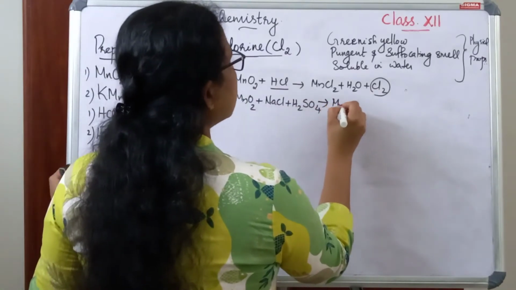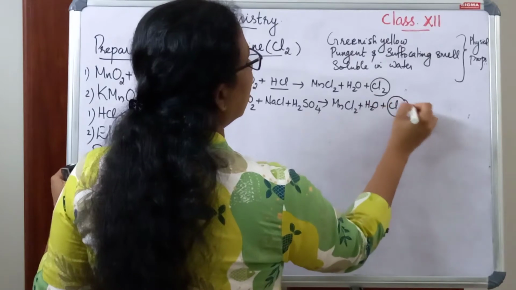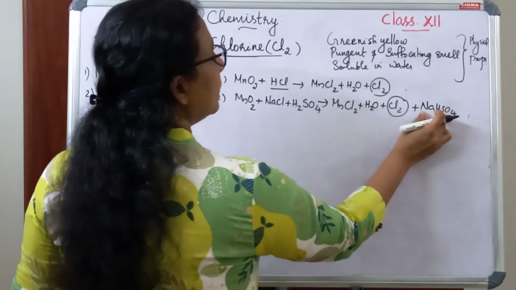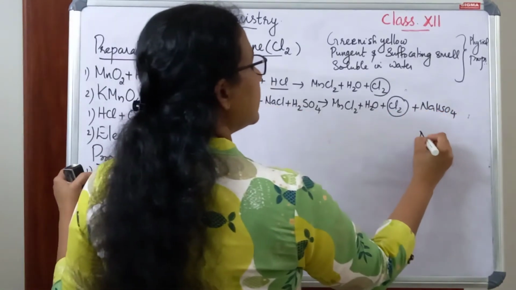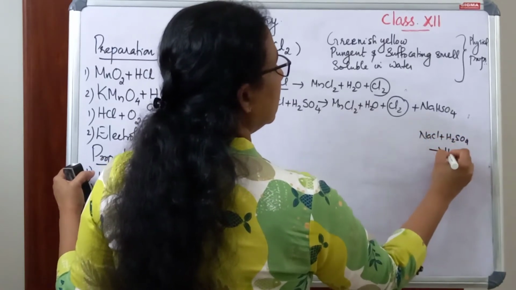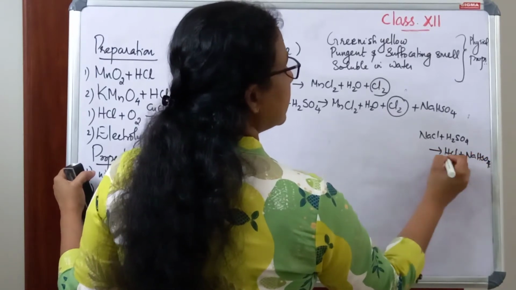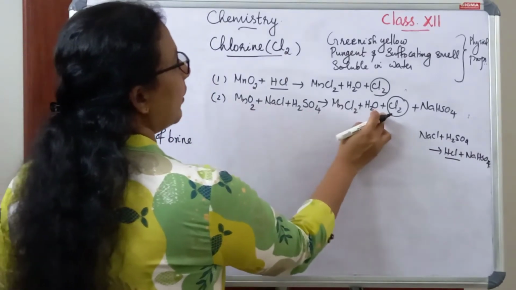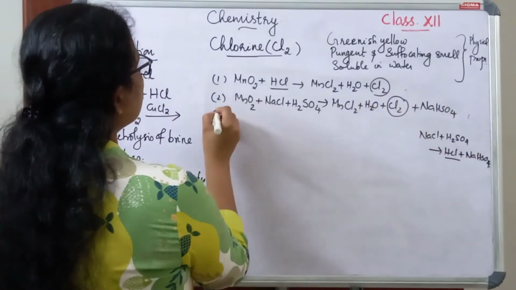Here also we will get the same products, MnCl2, H2O plus chlorine, and one more byproduct, NaHSO4. So NaHSO4 is actually formed from NaCl and H2SO4. When NaCl and H2SO4 react together, it produces HCl and NaHSO4. So HCl is used here and that reacts with MnO2, produces these products, and NaHSO4 will be obtained as the byproduct. So this is the second reaction.